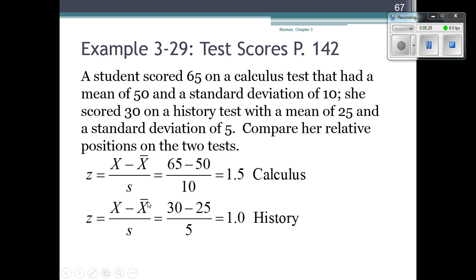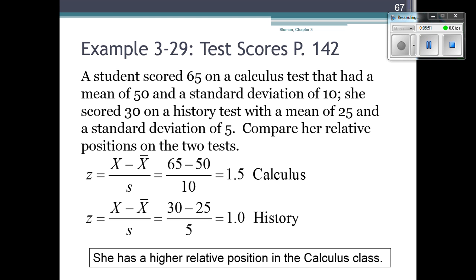For the history test, her test score was 30. The mean was 25, standard deviation was 5. So 30 minus 25 is 5. 5 divided by 5 gives us 1. Which test did that student score better on? Calculus is a higher score, and therefore she had a higher relative position in the calculus class. Actually, let me go back to what I said earlier. She didn't necessarily score better in calculus. She scored better compared to everybody else. That's what they're talking about here, the position. Her position in the class was better for calculus than it was for history.